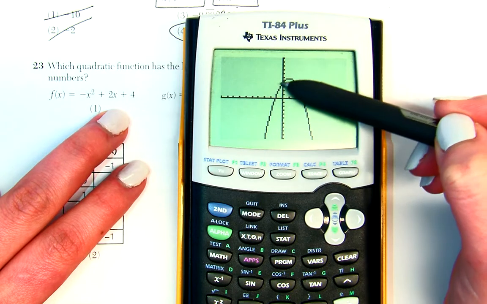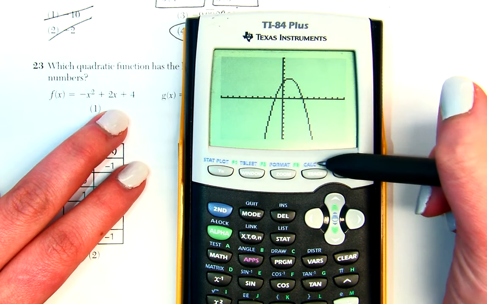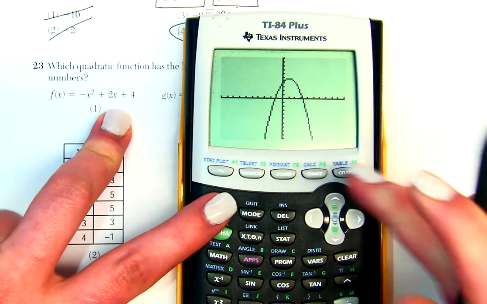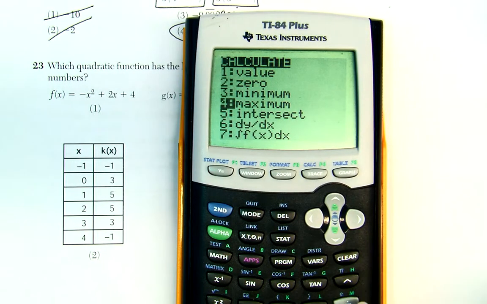And I see that I approach, I'm not quite sure what this value is exactly, so I can actually go to the calc function. I can press second trace and determine, well, I know it's at the top of my function, so I know it's a maximum, so I'm going to calculate it.